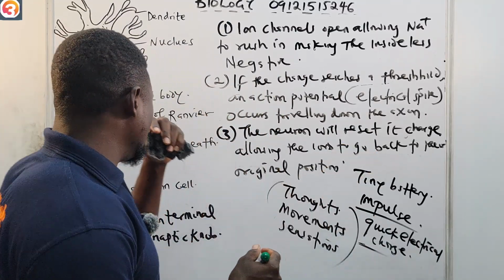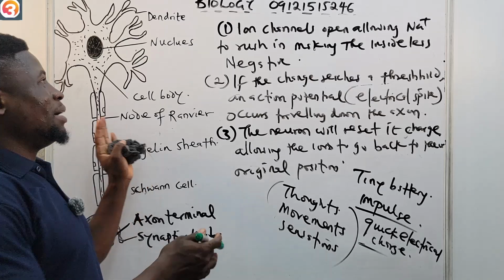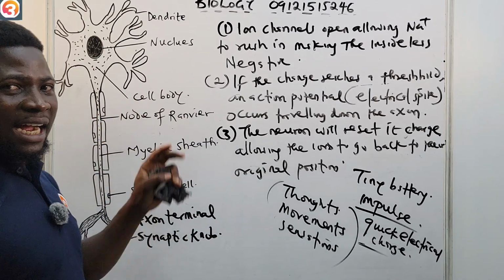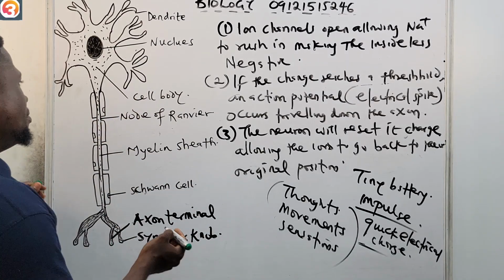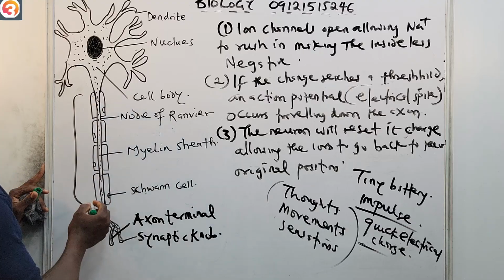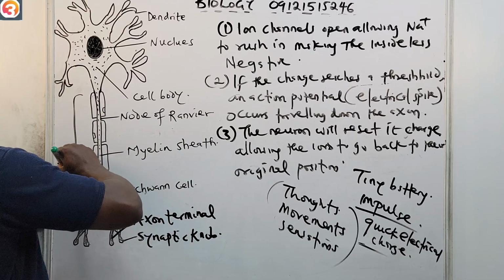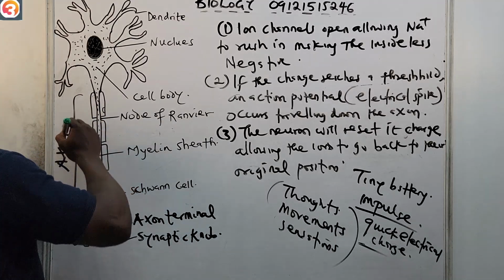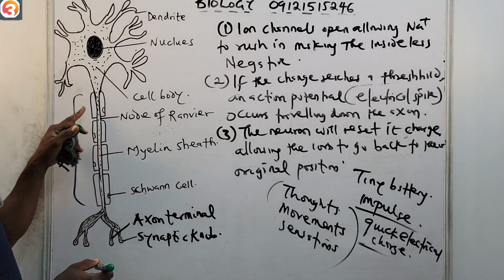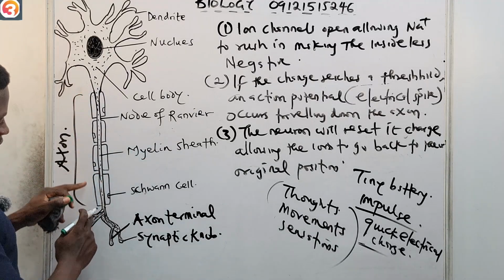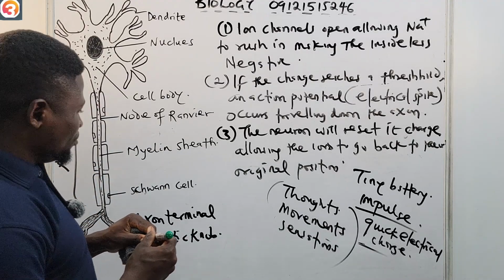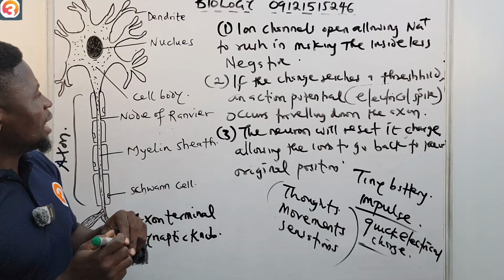So now let us begin to look at the parts of this neuron, one after the other. Remember, we have the axon here. This is the axon, A-X-O-N. All right, so now let us begin to look at them one after the other.